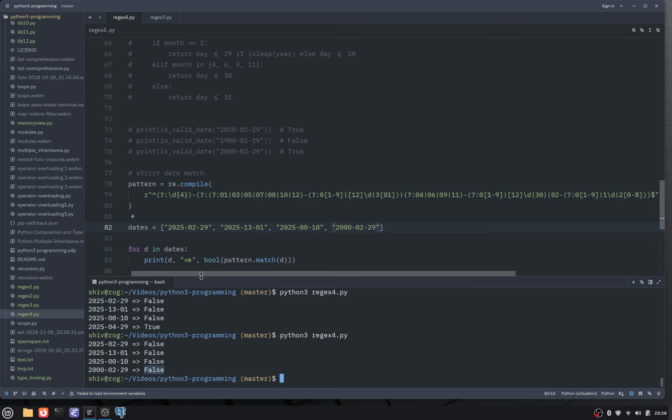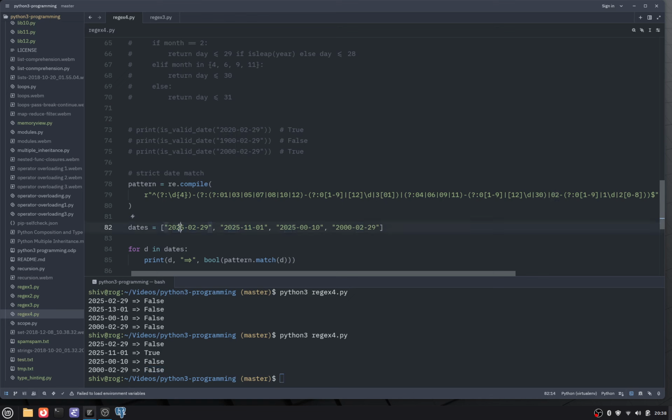Why is it all coming false? First 13th, this should be true. Oh, this is a month is 13. Okay, let's make it 12 or 11 even. This should come out right. Yeah, so it is working.